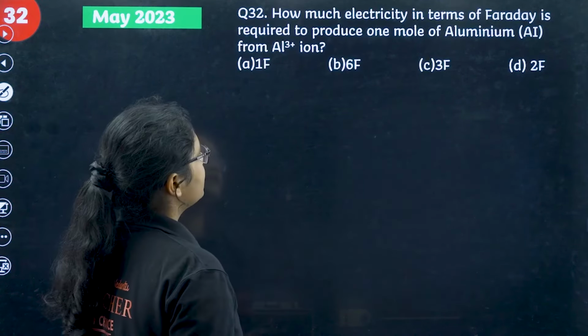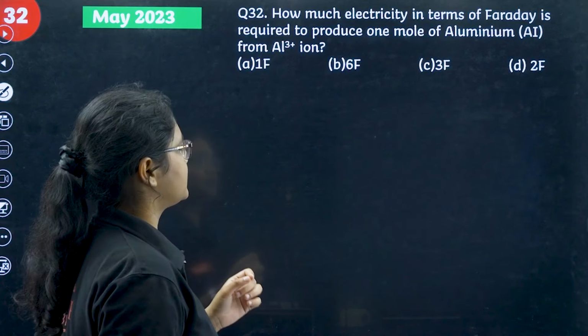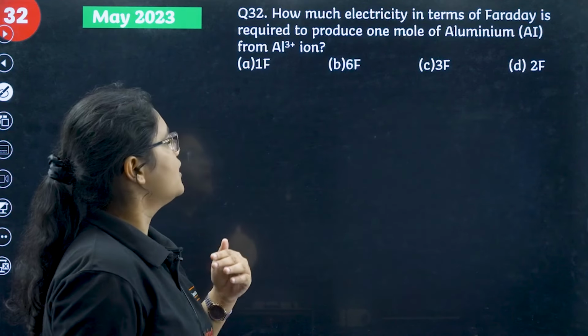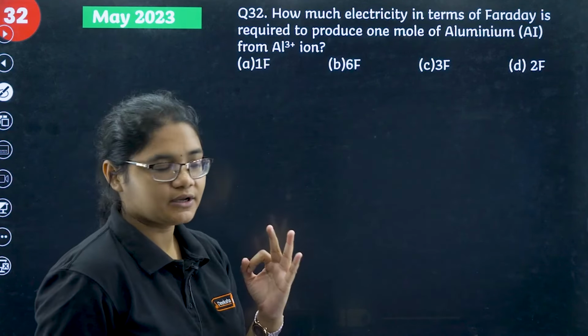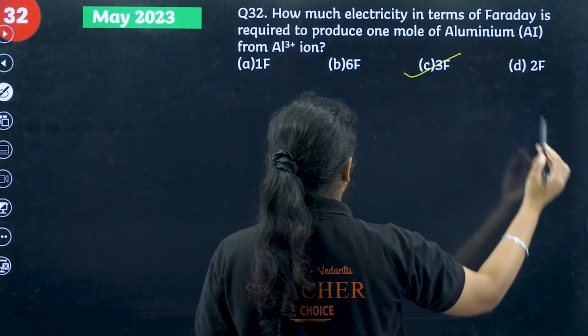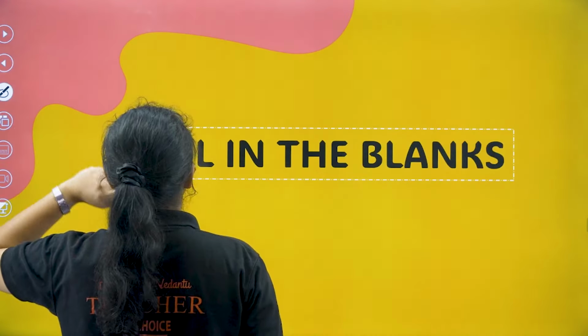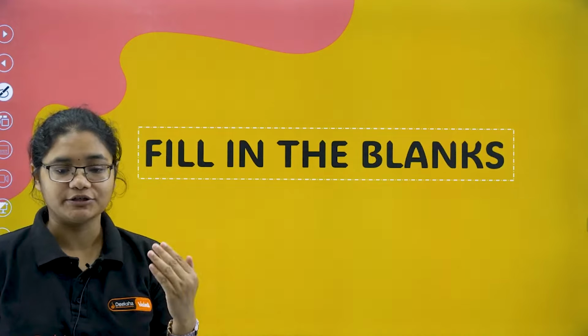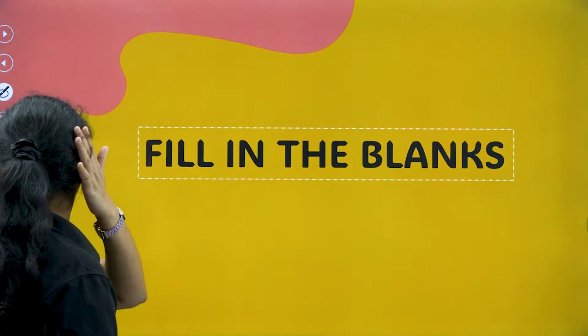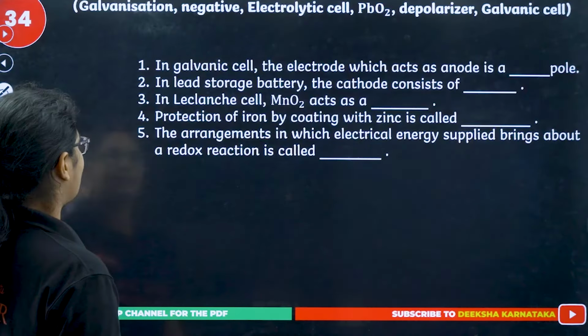Next, we have how many electricity in terms of Faraday is required for 1 mole of aluminium to form aluminium 3+. So 3 moles of electrons are there. So 3 Faraday, option number C here. Now we'll go to the next part of the question, that is fill in the blanks questions. Okay, so I have some sets of fill in the blanks here.